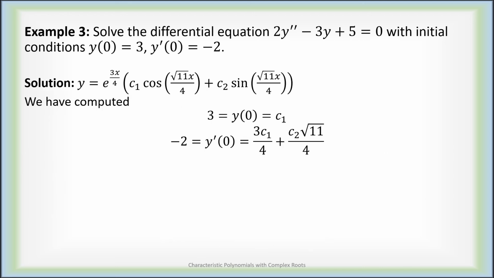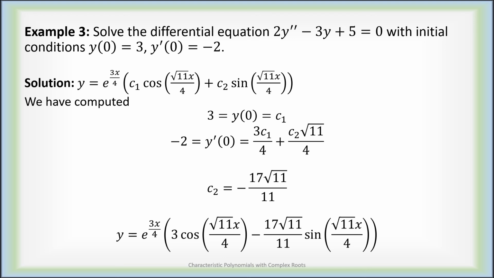So we found the general form of our solution, and we've used our initial values to solve that c1 must be 3, and negative 2 must be this expression here. But since we know c1 is 3, we can quickly solve that c2 must be negative 17 root 11 over 11.